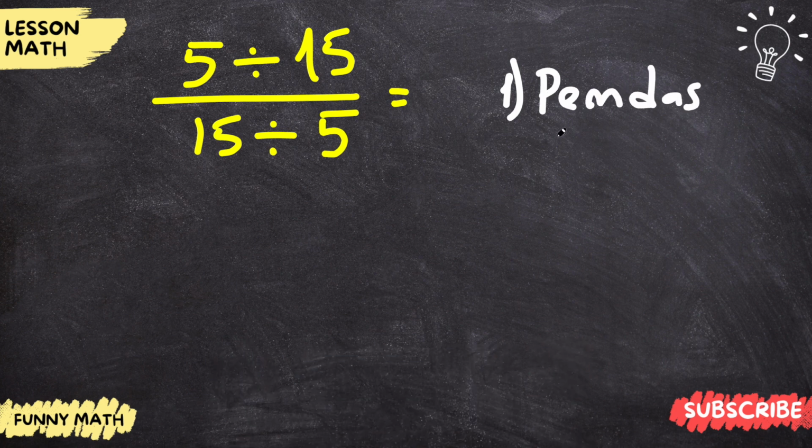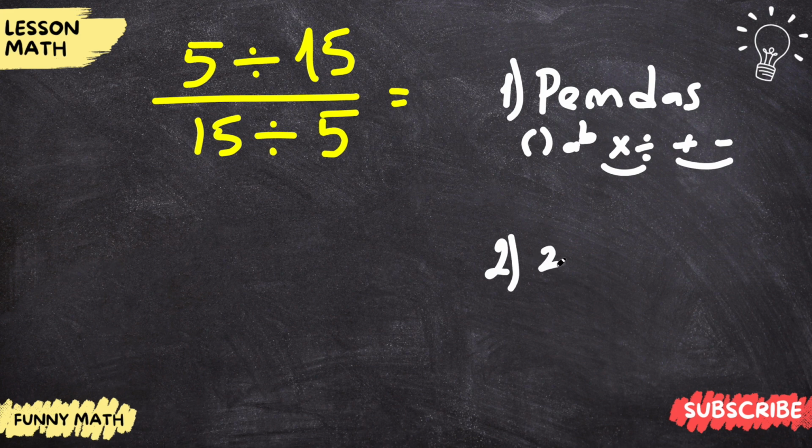First, you need to know the order of operations. Parentheses, exponents, multiplication, division, addition, and subtraction. Second, you need to know how to divide fractions. Rule: write the first number, invert the second number, and perform the multiplication.